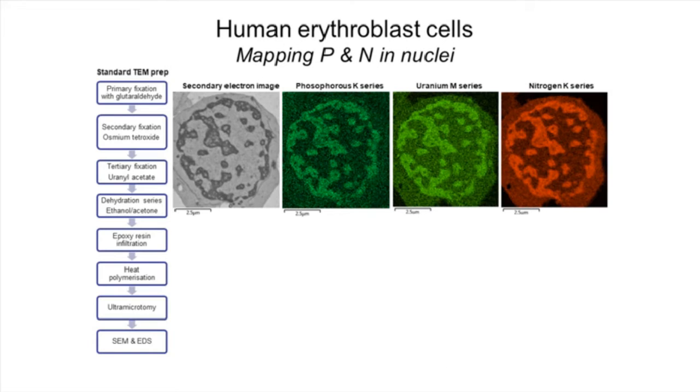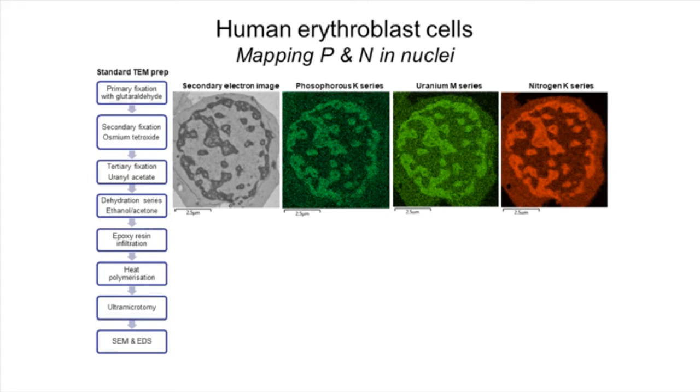The erythroblast samples that we've done most of our analysis on so far were prepared using a standard TEM prep, outlined here on the left, with secondary fixation using 1% osmium and an overnight en-bloc staining with 0.5% uranyl acetate, followed by ethanol dehydration and infiltration with EPON resin. Animation. Here's a representative example of the elemental maps from these sections. There are strong signals from both phosphorus and nitrogen and some small qualitative differences between them.